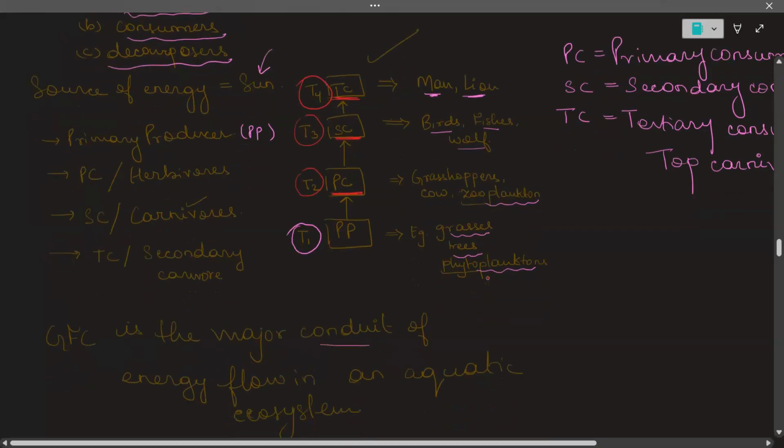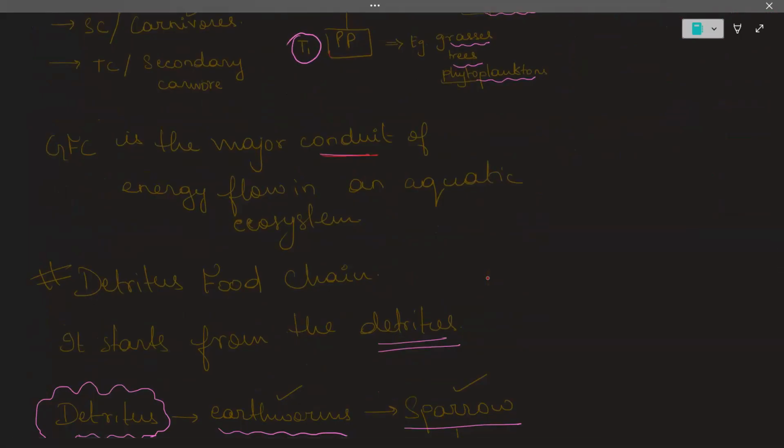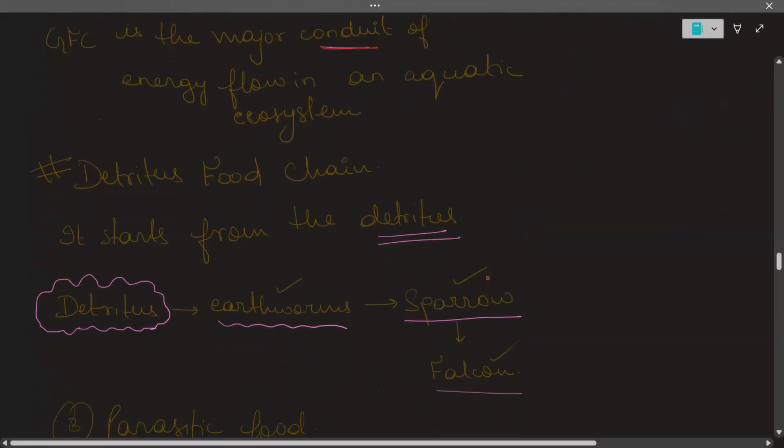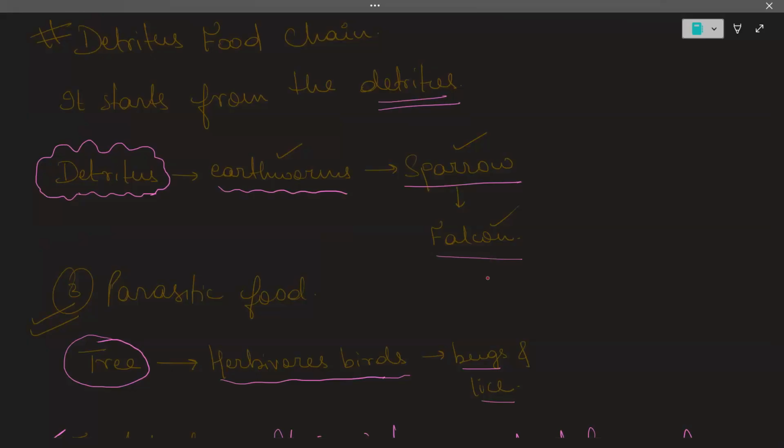The grazing food chain is the major conduit of energy flow in an aquatic ecosystem also. Phytoplankton and zooplankton are found in the aquatic ecosystem. When we talk about the detritus food chain, detritus is the starting material. Detritus is consumed by the earthworm. The earthworms are eaten by the sparrow, and the sparrow gets eaten by even bigger birds, the falcon. So this is the food chain of detritus.